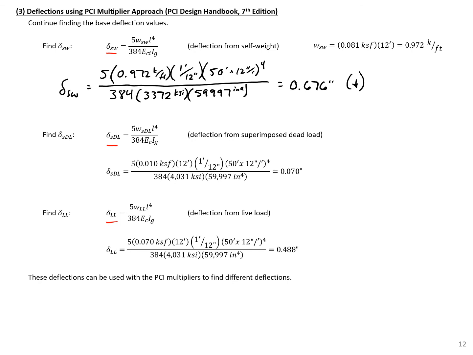We can do the same thing with our superimposed dead load. Note though, with our superimposed dead load, we want to use the modulus of elasticity of our concrete considering the ultimate strength of the concrete. And we can see a downward deflection of 0.07 inches there, and then a downward deflection due to our live load of 0.488 inches, also using the modulus of elasticity considering the ultimate strength of our concrete. So now we have all of our base deflections, and we're ready to use the PCI multipliers.